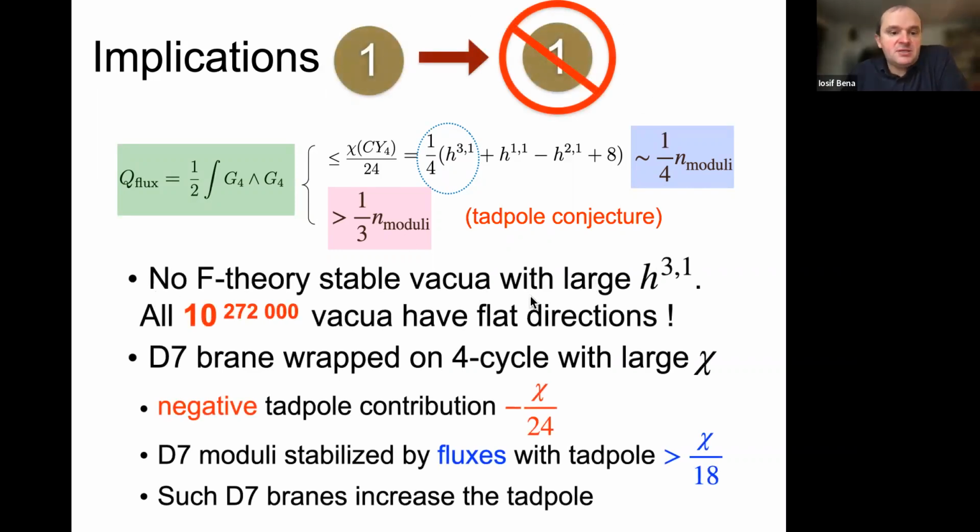So, for example, all these F-theory vacua with large h31, all these 10 to the power 272,000, will all have flat directions. They all have flat directions. That's basically the result. There's something about the sevens, but we can discuss that later.